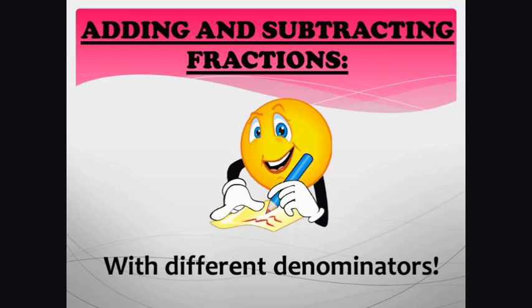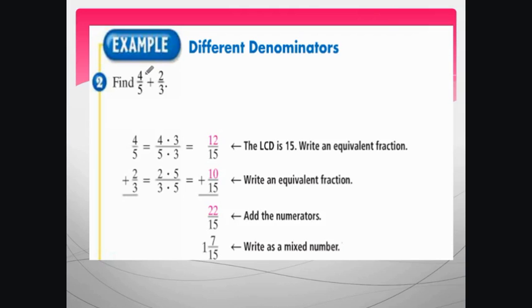Now we're going to switch gears to looking at adding and subtracting fractions with different denominators. As I've been saying throughout this lesson, in order to add and subtract fractions, you have to have a common denominator. So let's go ahead and take a look at an example where we're asked to add 4/5 plus 2/3. So we're going to find the LCD, the least common denominator of 5 and 3, which is 15.